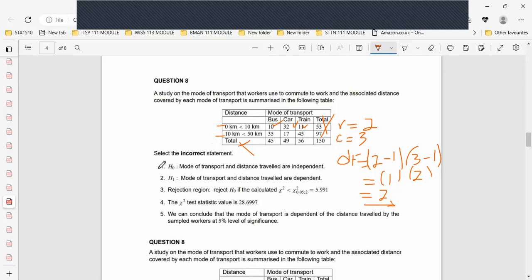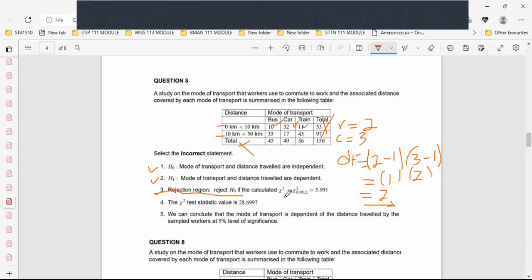Option 1, they say H0. Remember, H0, we are dealing with independent variables, meaning that there's no relationship between the two variables. This one is correct. Option 2, H1, the alternative hypothesis, you're dealing with dependent. They say mode of transport and distance traveled are dependent, meaning that there's a relationship between the mode of transport and the distance traveled. This one is correct.